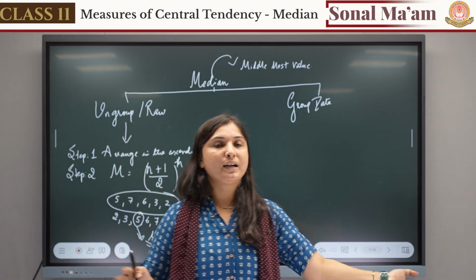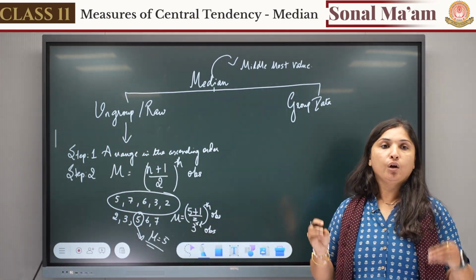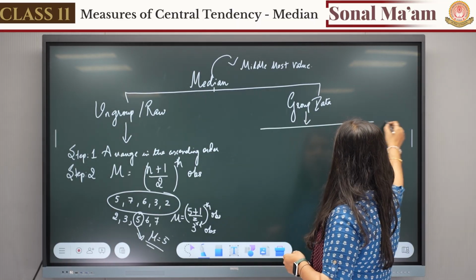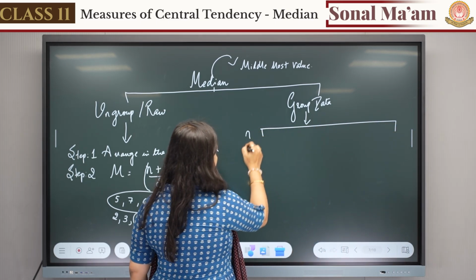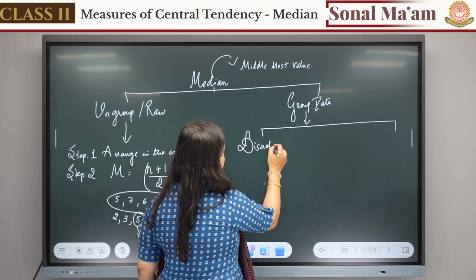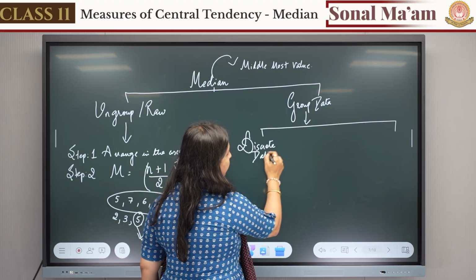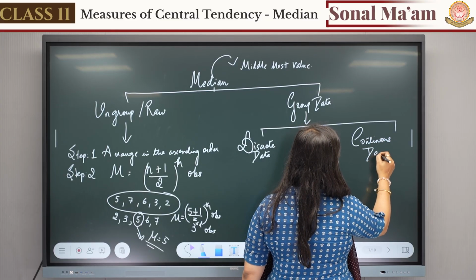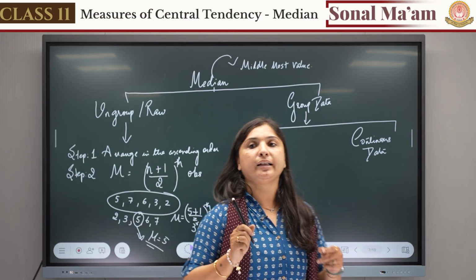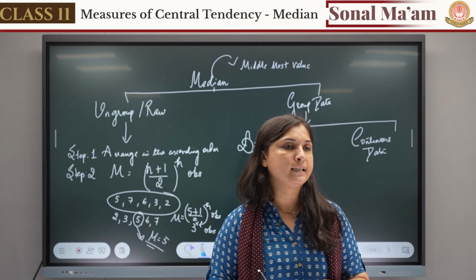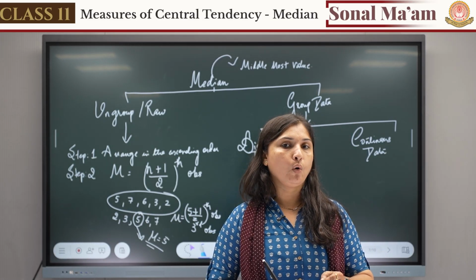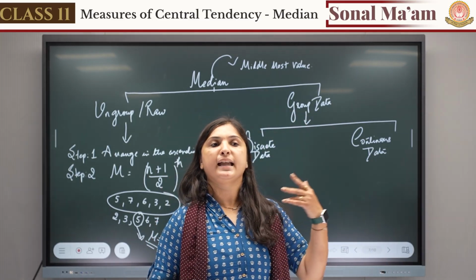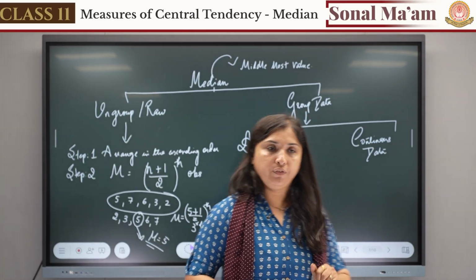Moving towards when the data is grouped data. Grouped data means frequency will be given to you. In grouped data again we have two types: discrete data and continuous data. First of all, tell me, in discrete data do we have frequencies? Yes or no? Yes, of course we have frequencies. In discrete data we have frequency, and in continuous data we also have frequencies.